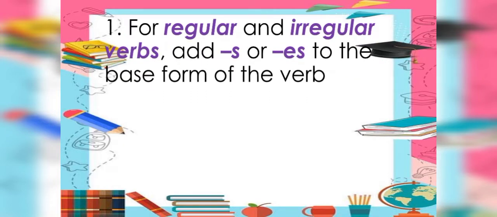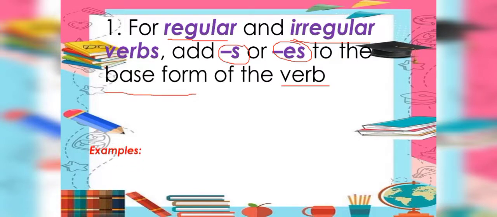Rule number 1. For regular and irregular verbs, add s or es to the base form of the verb. In this rule, if the verb is regular or irregular, what you are going to do is just add s or es to the base form of the verb. We have here examples.